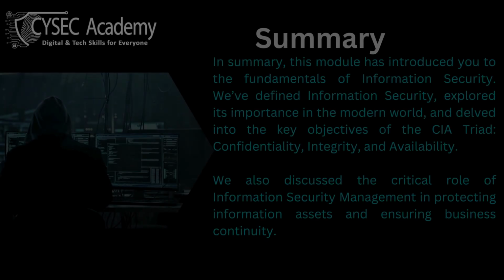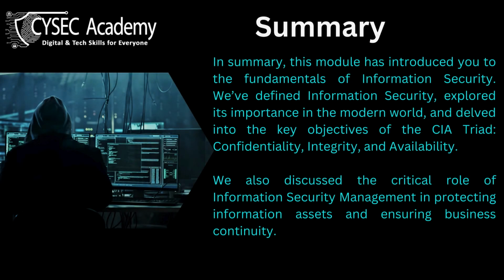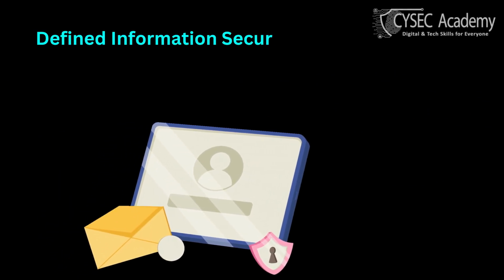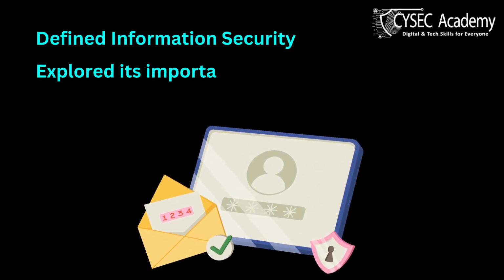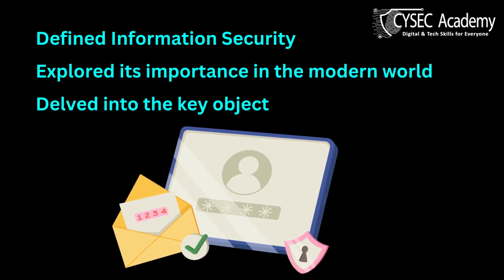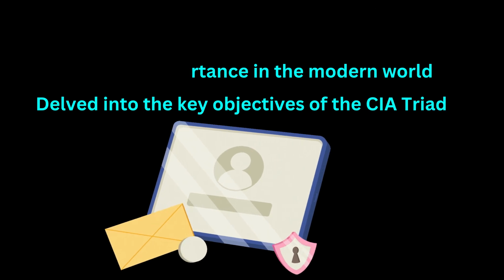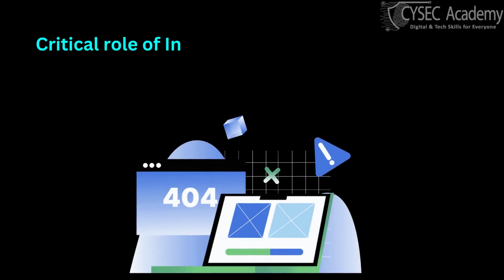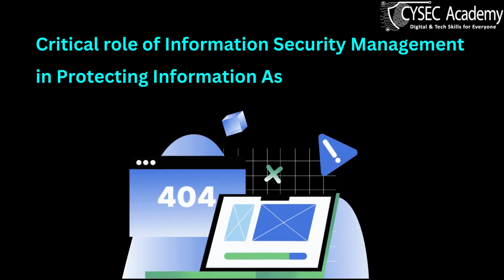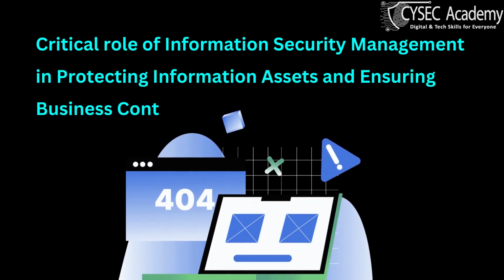In summary, this module has introduced you to the fundamentals of information security. We've defined information security, explored its importance in the modern world, and delved into the key objectives of the CIA triad: confidentiality, integrity, and availability. We also discussed the critical role of information security management in protecting information assets and ensuring business continuity.